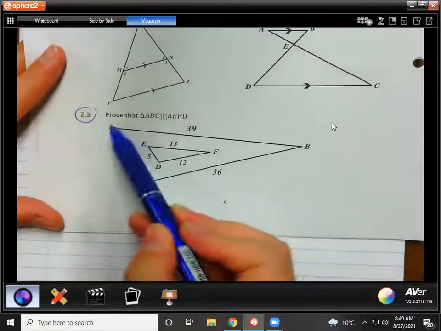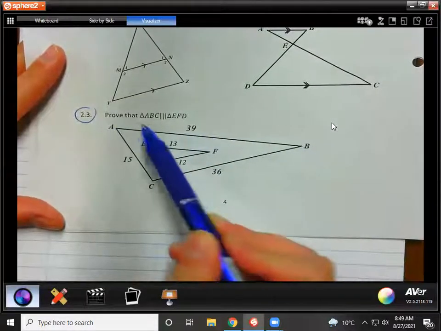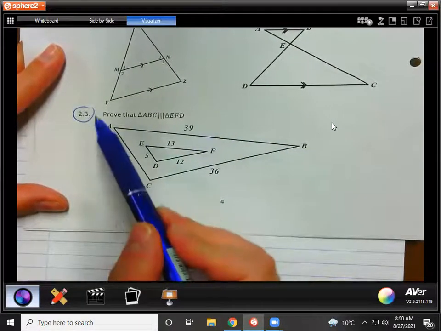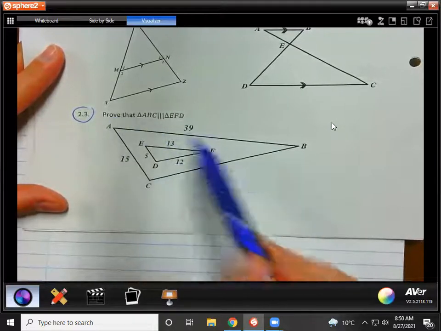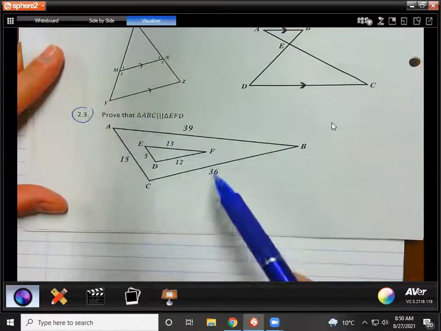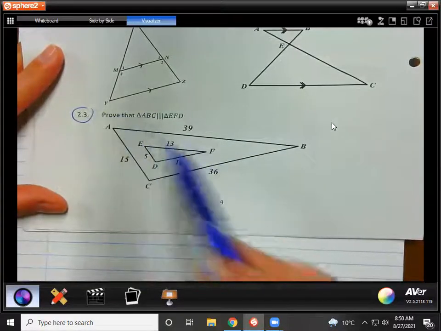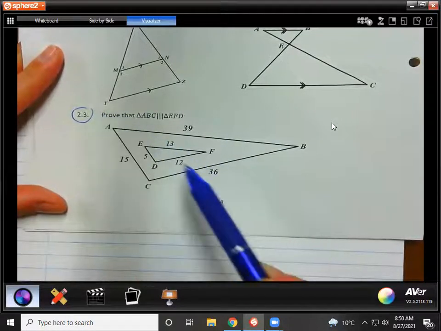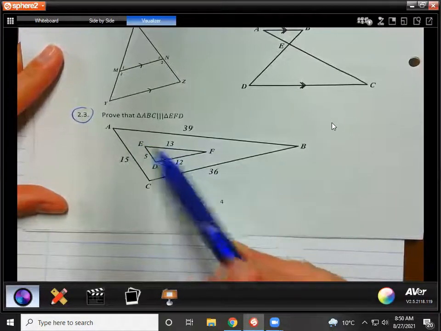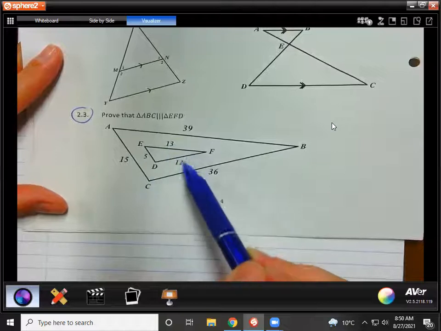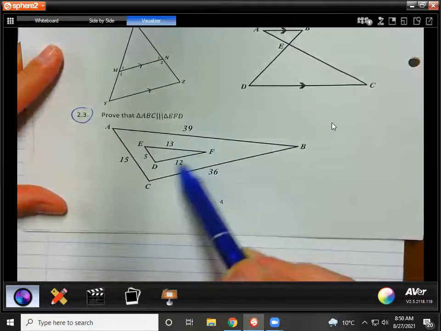If we wrote A, B, C, A in the big triangle is opposite the 36 side. And if we're looking at this big triangle, 36 is the middle side. So now we need to write the letter in the small triangle that is also opposite the middle side. And the middle side of 5, 13, and 12 is 12. So we're going to go with E.